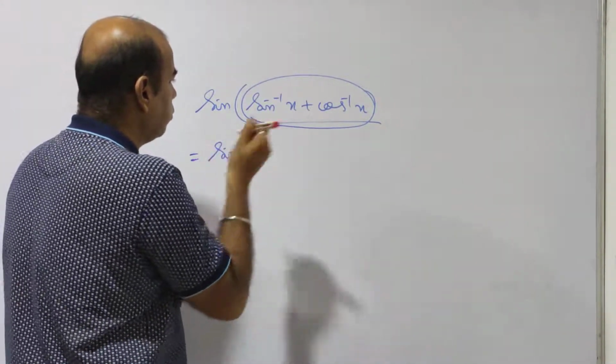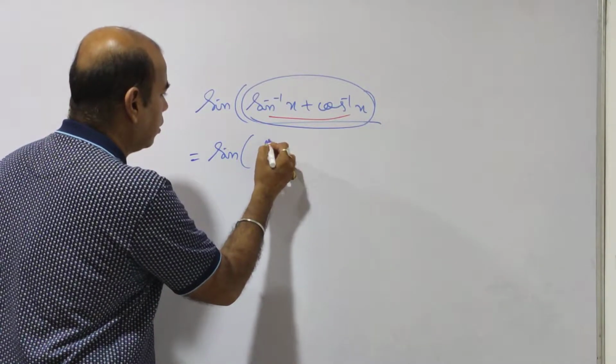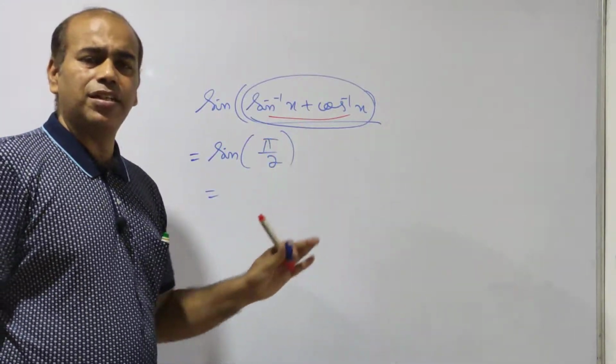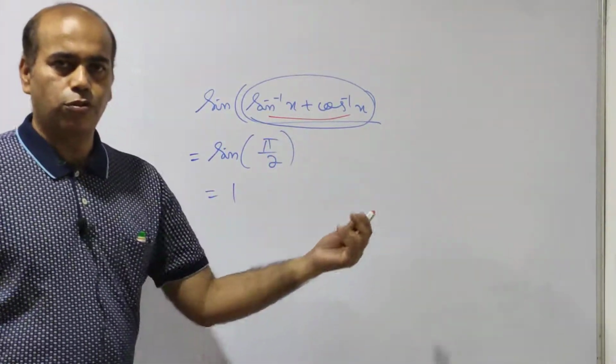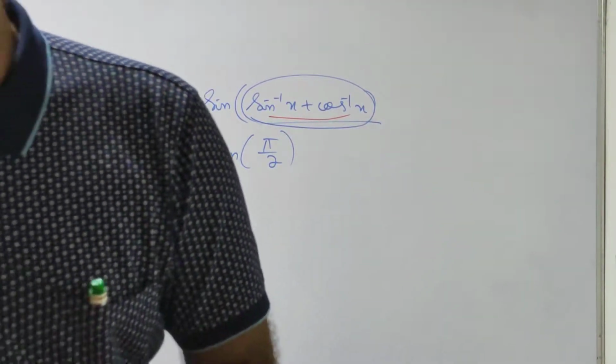This part, if you see properly, we can write it as pi by 2. Now sine pi by 2 means sine 90. It is 1. So simple this question is. I will take some more similar questions.